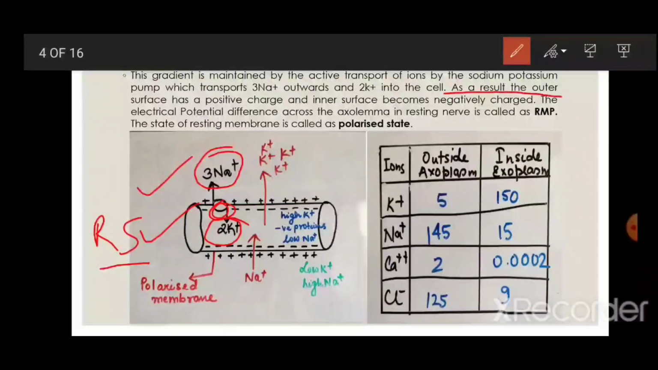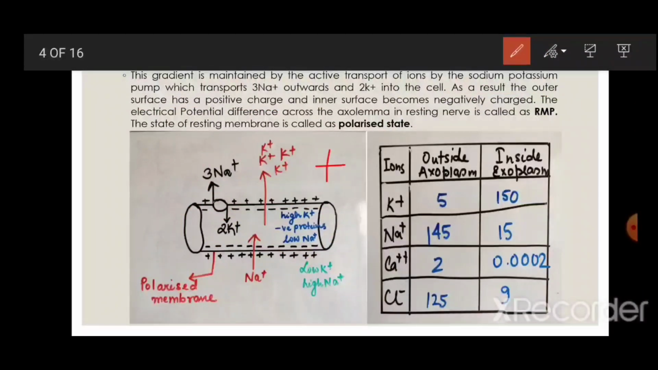As a result, the outer surface has a positive charge and the inner surface becomes negatively charged. Means it is not that the inner surface has got only negative charge. There is a comparative thing here. As we have seen, inside the axoplasm there is high concentration of potassium ion, negatively charged protein, low sodium ions, and outside there is low potassium and high sodium ion. So outside there is higher concentration of positively charged ions, and inside there is higher concentration of negatively charged ions. That's why the polarity is that outside it is positive and inside it is negative.